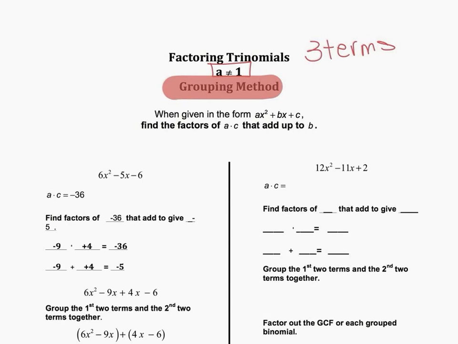So what do we do if we have an a in front of the x squared? In order to factor something like this, where x squared has a coefficient, we need to start by multiplying the a and the c. So a times c in this case is negative 36. So what I need to do is to find those two numbers that multiply to give me negative 36 and add to give me the b, which is negative 5.